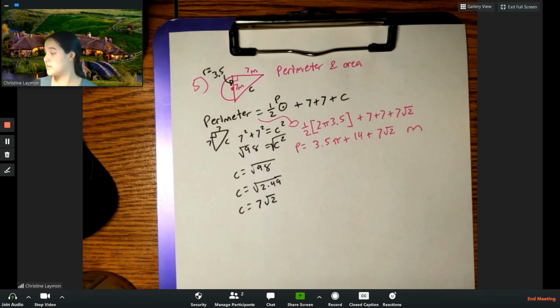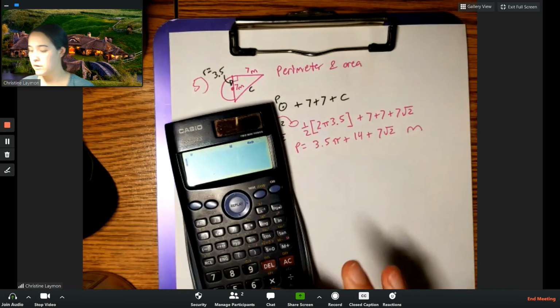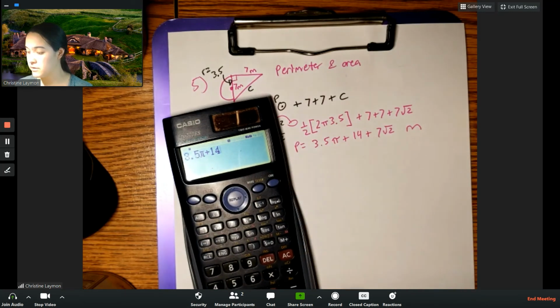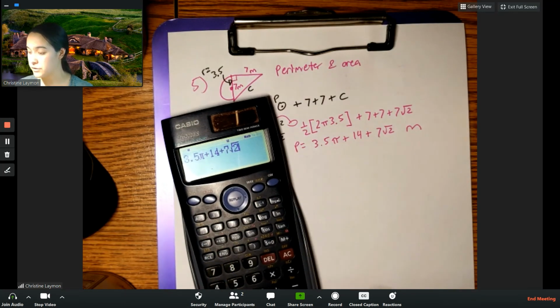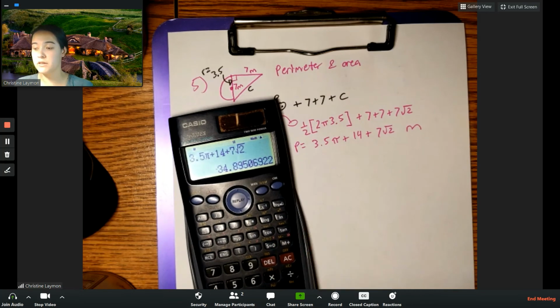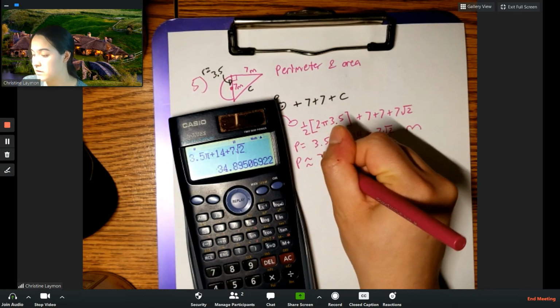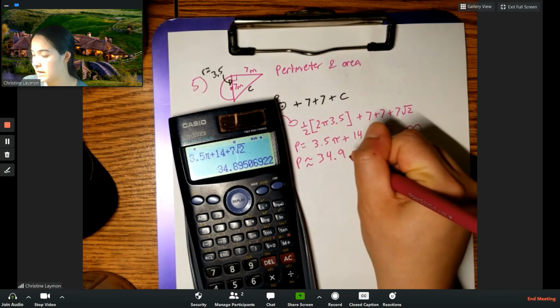If you want a decimal, let's go ahead and add that stuff together. So I have 3.5 pi plus 14 plus 7 root 2. That's approximately 34.9. So again, P is approximately 34.9 meters.